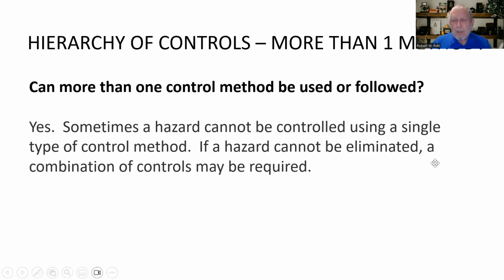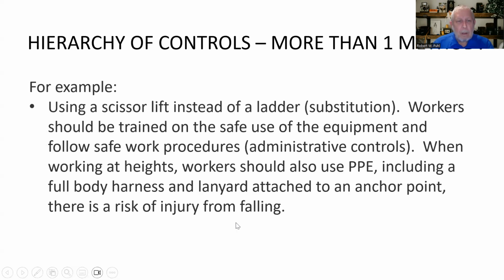Can more than one control method be followed? Sure. Sometimes a hazard cannot be controlled using a single type of control method. If a hazard cannot be eliminated, a combination of controls may be required. For example, using a scissor lift instead of a ladder, as substitution. Workers should be trained on the safe use of the equipment and follow safe work procedures, administrative controls. When working at heights, workers should also use PPE, including a full body harness and lanyard attached to an anchor point if there's a risk of injury from falling.